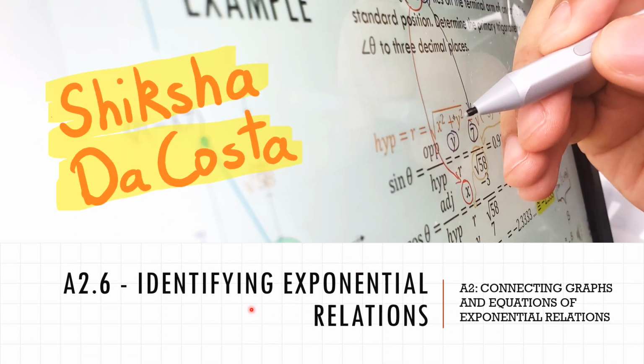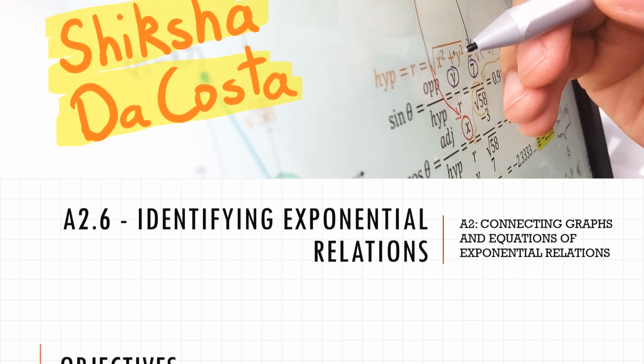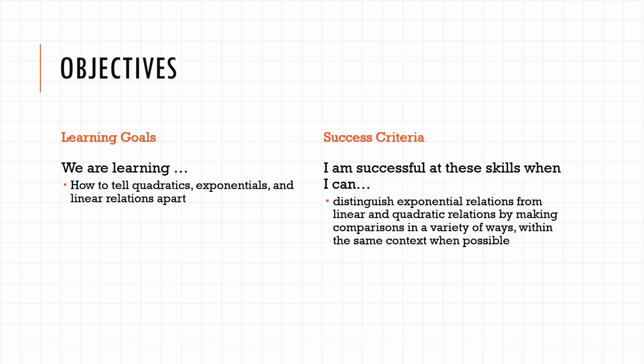Today we're going to learn how to identify exponential relations. So in this lesson, we're going to learn how to tell three different types of relationships apart from each other. Some relationships are linear, some are quadratic, and some, like we're learning in this unit, are exponential. And you're good at this when you can distinguish, which means you can figure out which one is which, when you can distinguish exponential relationships from the other two by making comparisons in a variety of ways.